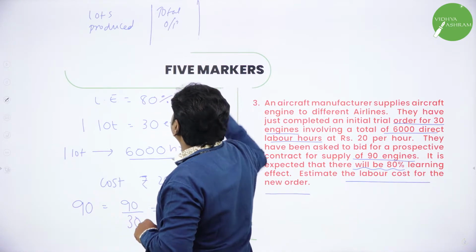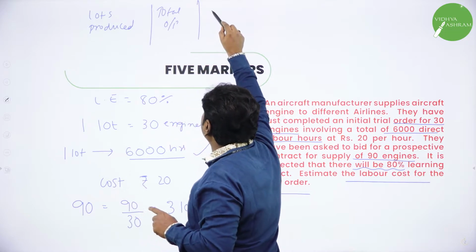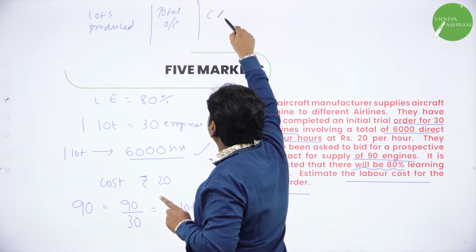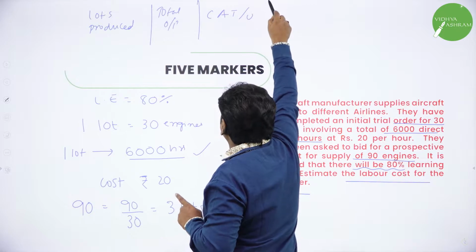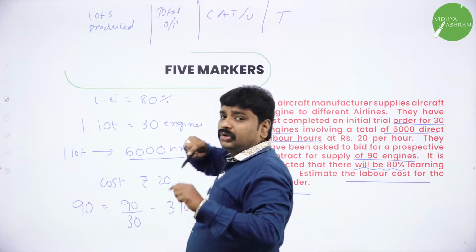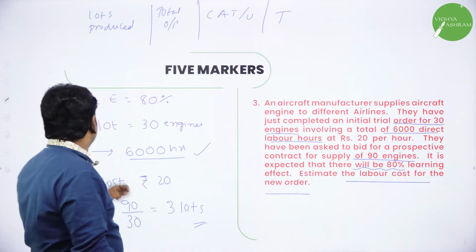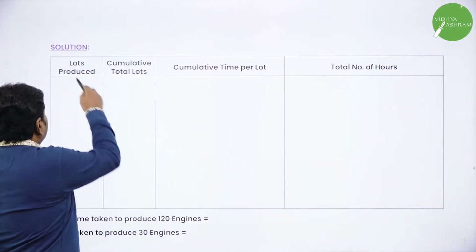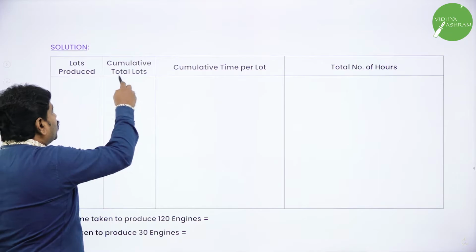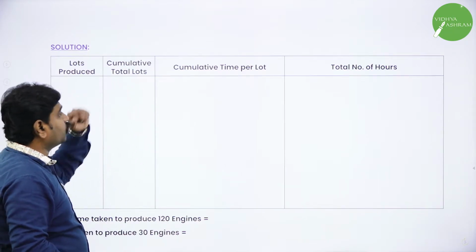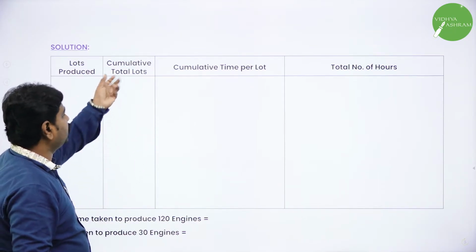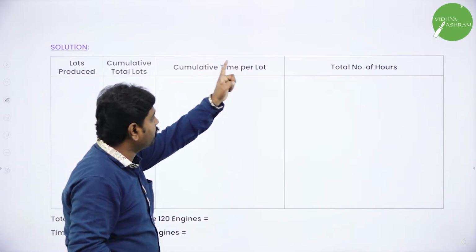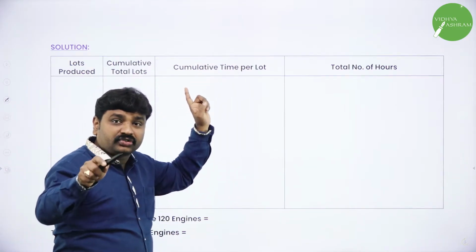This is also in lots. And third column, cumulative average time. Cumulative average time per unit. And this is total hours. So like this we have to draw the table. Now this is the table. First is what? Lots produced. Next, cumulative total lots or total output or output in lots. Anything you can mention. Now, cumulative time per lot. Earlier we used to say time per unit.